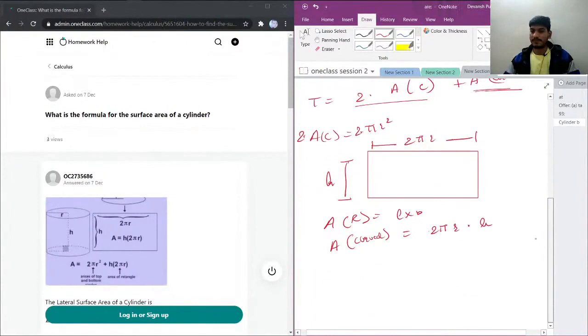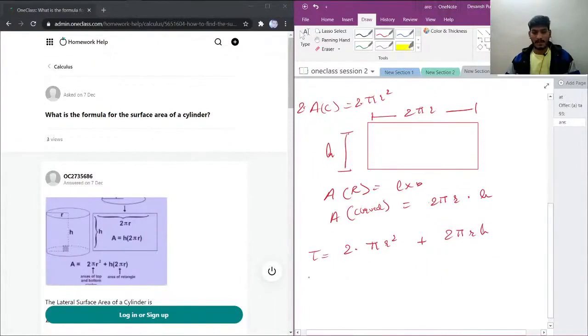Now my total surface area will become 2 times the area of circle, which is 2 times pi r square, plus area of curved surface, which will become 2 pi r times h. I can take this 2 pi r common, so I'll get r plus h. So this is the total surface area.